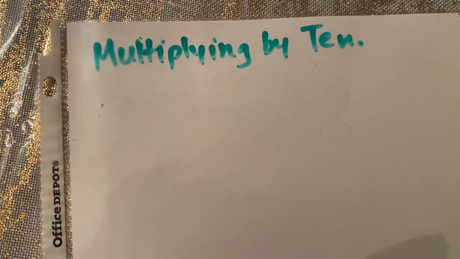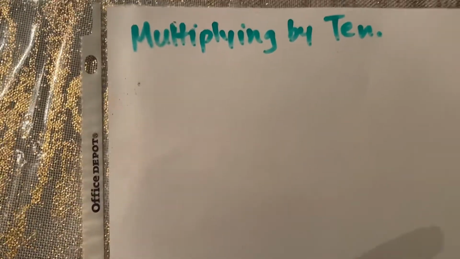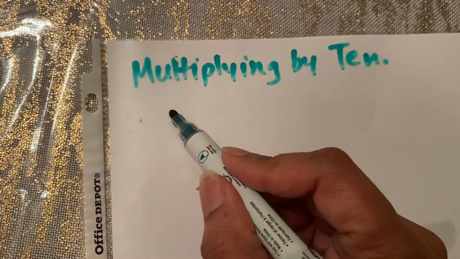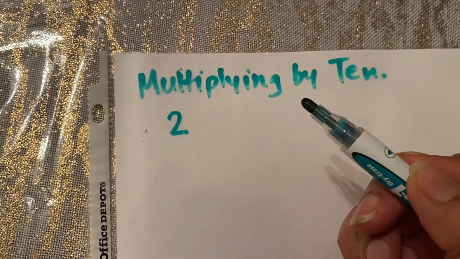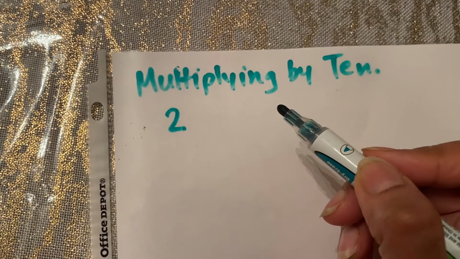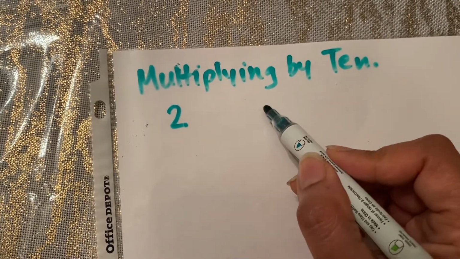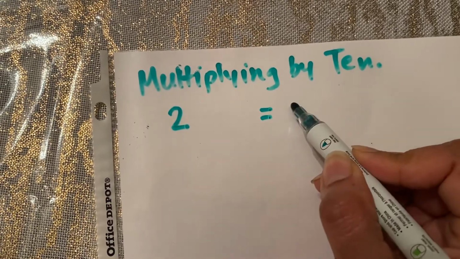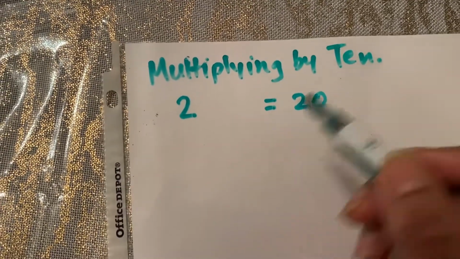Today our lesson is multiplying by 10. So let's say that I have 2, but I would like to write this as that I have 10 times more of 2. That would be 20. So let's draw that out.